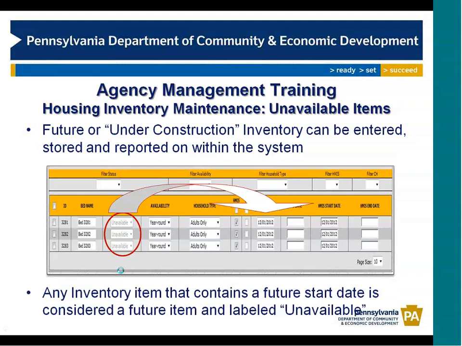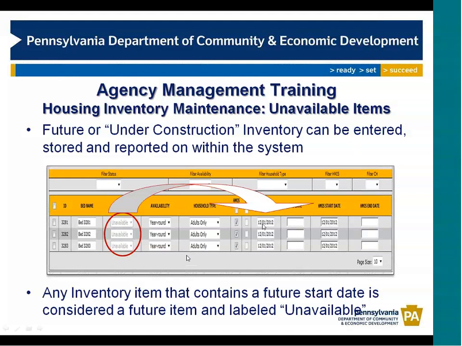The other way items can be unavailable in the system are those that are entered as future inventory, also known as under construction, I guess is the terminology on a lot of HUD-based reports like the HIC. As we said before, when you're creating a new bed, you can enter the start date as far in the future as you want, whenever you think they're going to be available for use. Once you enter both the dates, same rules here of the requirements, and hit save, the system will automatically toggle it to unavailable, as you can see here. And you won't be able to switch it to vacant because it's a future date. It kind of locks it down.